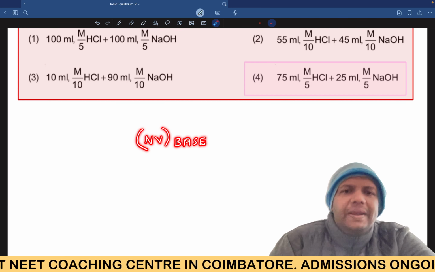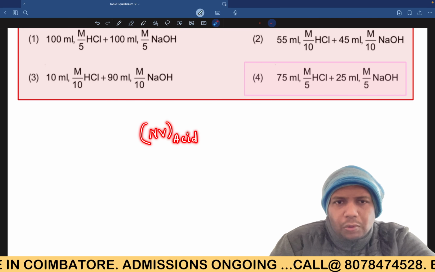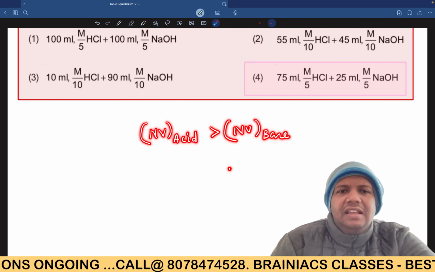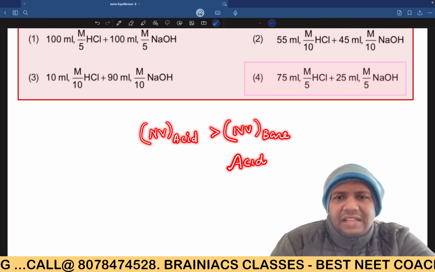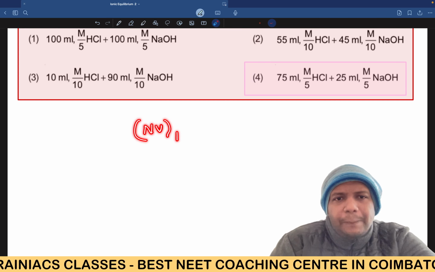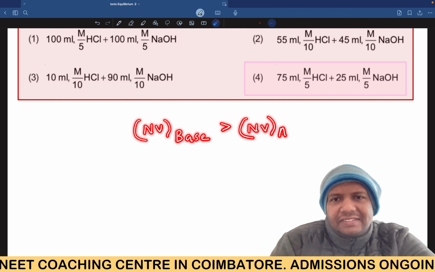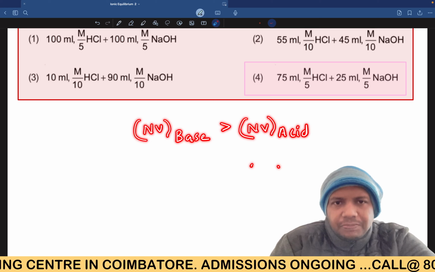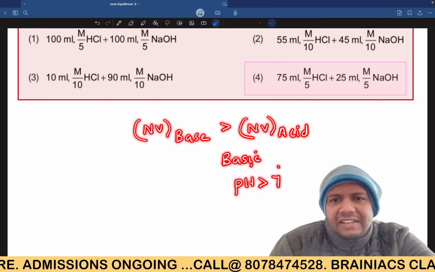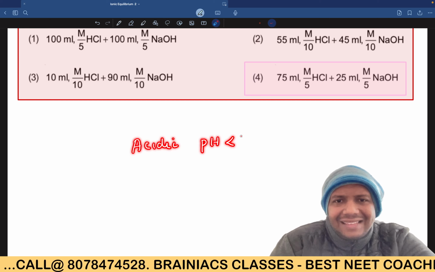Then compare the values. Suppose the NV value of the acid is greater than the NV value of the base. Then this particular solution is acidic in nature. Suppose the NV value of the base is greater than the NV value of the acid. Then this particular solution is basic. In that case, the pH value would be greater than 7. If it is acidic, the pH value would be less than 7.